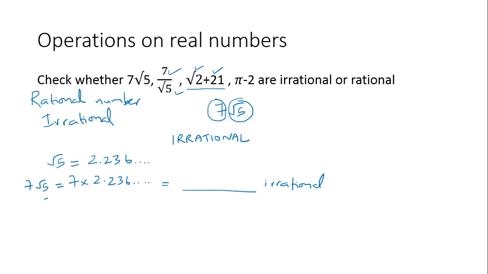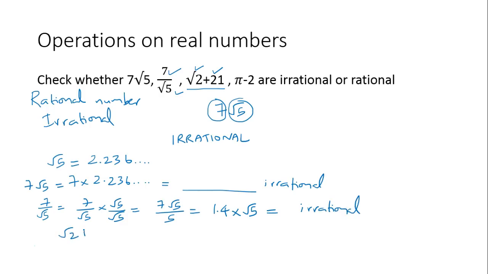Similarly, if you do 7 by root 5, that's the same as 7 by root 5 into root 5 divided by root 5, which is 7 root 5 divided by 5, which is 1.4 times root 5. So again you are multiplying 1.4 with an irrational number. So in the result, the decimal expansion is going to be non-terminating and non-recurring. So this is going to be again an irrational number.